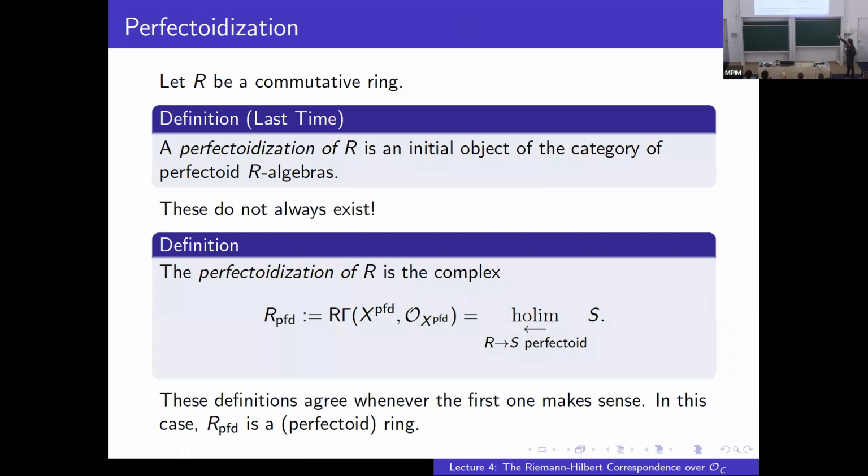And in that case, that inverse limit, I said homotopy inverse limit, but it would just be a complex concentrated in degree 0. It would be a commutative ring. But in general, what you get out of this construction is a chain complex rather than a commutative ring.